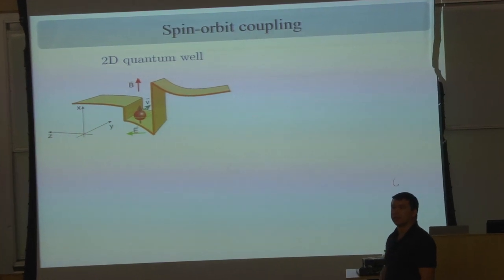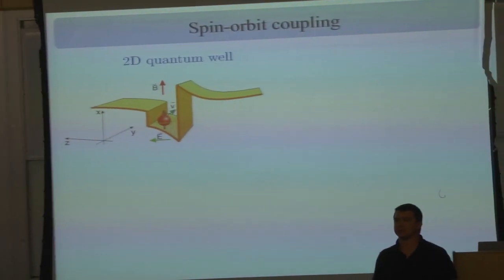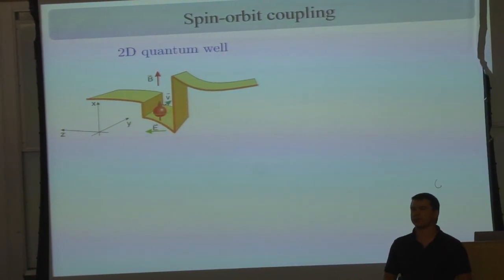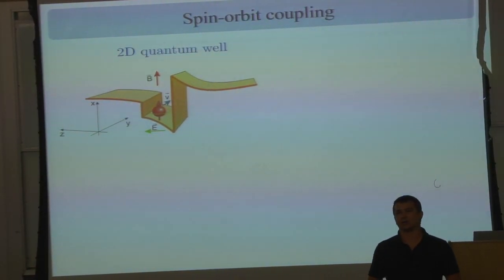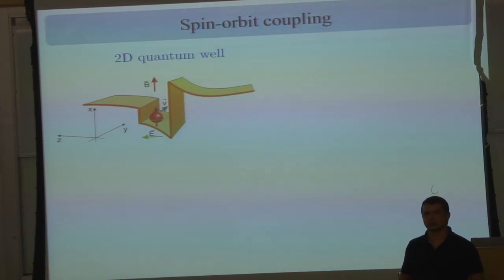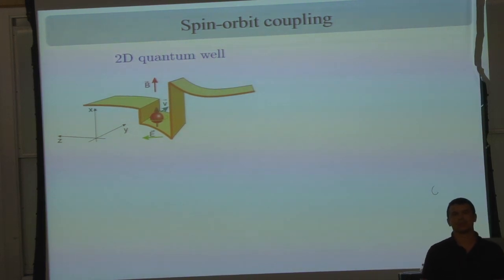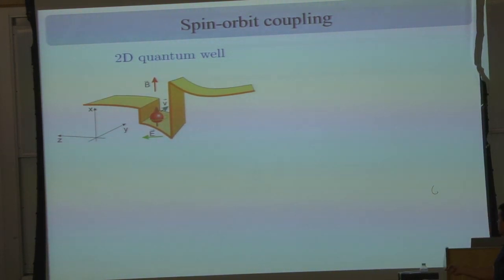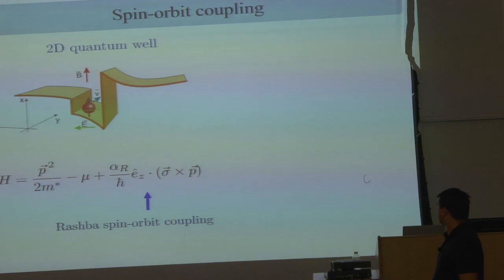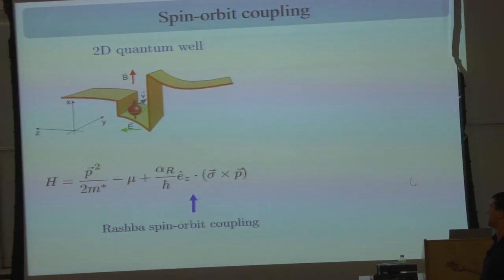Okay, so first, let me try to explain how spin-orbit coupling emerges in two-dimensional structures. It emerges because you have inversion symmetry breaking at the interface of, say, a semiconductor and some other material. Essentially, that results in a strong electric field that appears in the system. So here's the electric field. The motion of electrons is confined to a two-dimensional plane. And it was shown that you have a term which is proportional to sigma cross P.